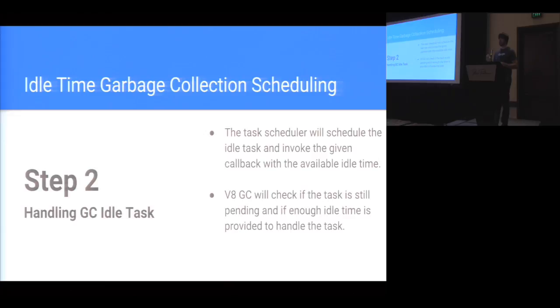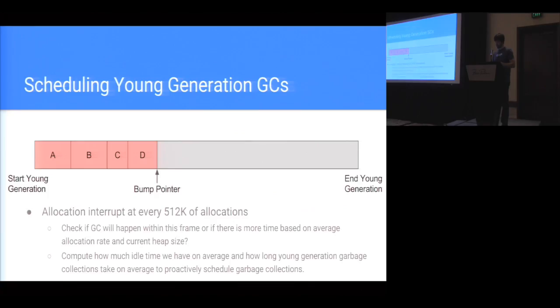But if it's still a valid event, V8 gets a deadline from the task scheduler, till what point it has to be done with garbage collection work, and then it has to compute, do I actually fit a garbage collection operation into this idle time? Will it work out? And if it looks like it's not going to work out, it will not do anything.